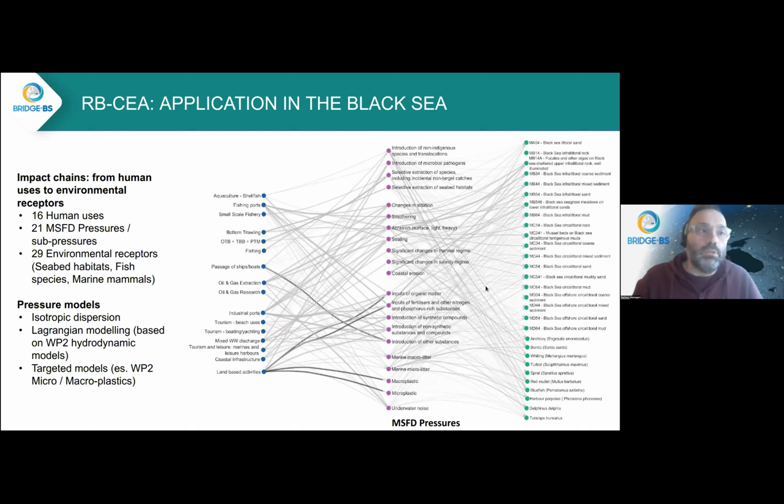These are all the interactions considered in the Black Sea. And these are the impact chains that we have considered, which include 16 human uses, 21 marine strategy pressures, and 29 environmental receptors, mainly seabed habitats, but also fish species and marine mammals. We use different models to spread this pressure according to the nature of the pressure itself, starting from isotropic dispersion, but also incorporating Lagrangian modeling and targeted models, for example, for micro and macroplastic.